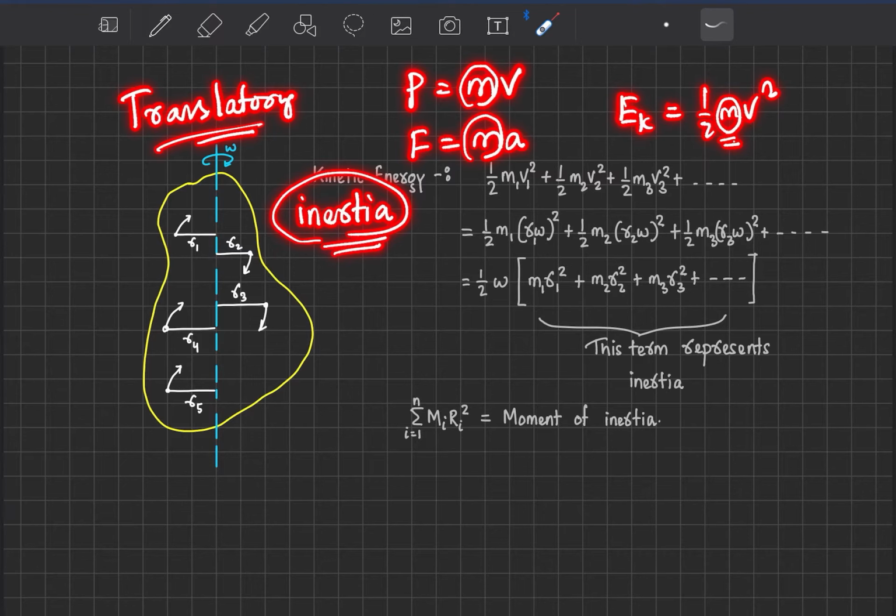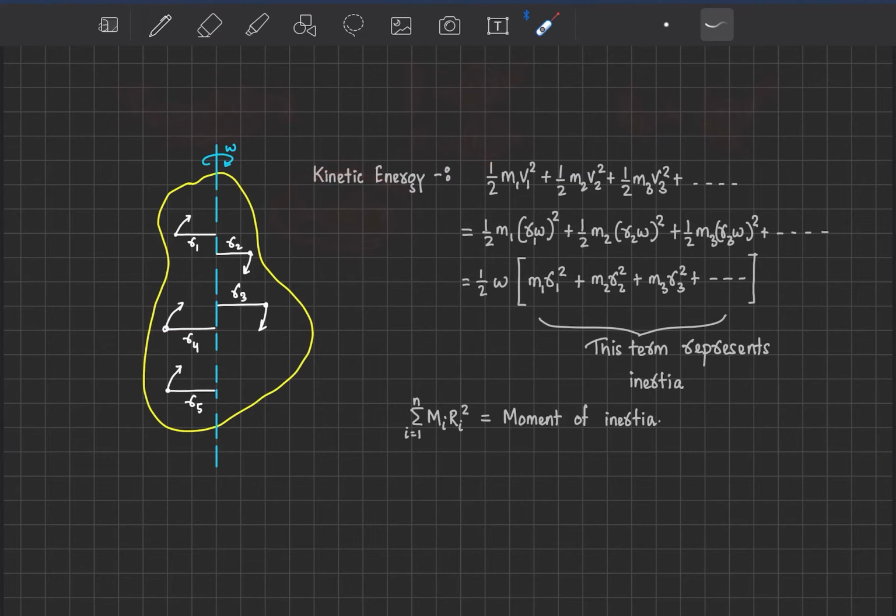Then in case of rotational motion, does the same mass represent inertia, or is there something else which represents inertia? Let us see. Here we have an object, this yellow one, and it revolves about one axis like this, right? Each point is at a different position with respect to the axis. Let us say this distance is r1, this distance is r2, this is r3, this is r4, like this. Now each point is moving in a circular path, this point in a circle, this point in a circle, right?